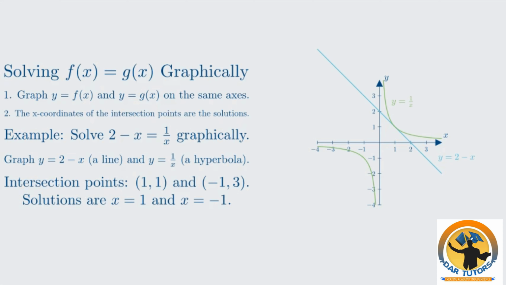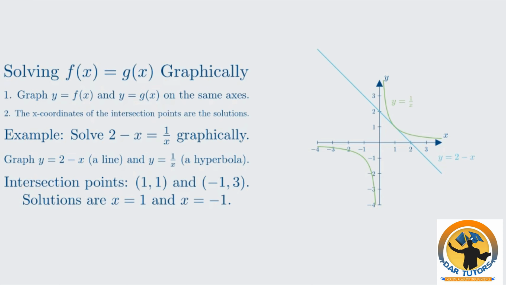If we multiply the original equation by x, we get 2x minus x squared equals 1. Rearranging gives x squared minus 2x plus 1 equals 0, which factors to x minus 1 squared equals 0. This gives us a single solution, x equals 1. This is a great example of a potential pitfall. The graphical solution showed 2 points, but the algebraic solution only showed 1.